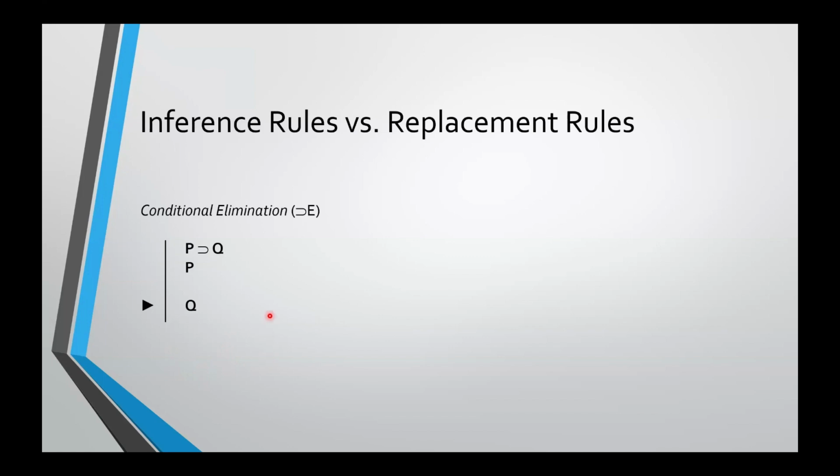So here's an example of an inference rule that we're familiar with, right? This is conditional elimination. First of all, inference rules only go in one direction, right? So if you have a conditional and you have its antecedent, then you can infer the consequent. But of course, if you have the consequent, you couldn't go and infer the antecedent, for example. You only get to use these things in one direction.